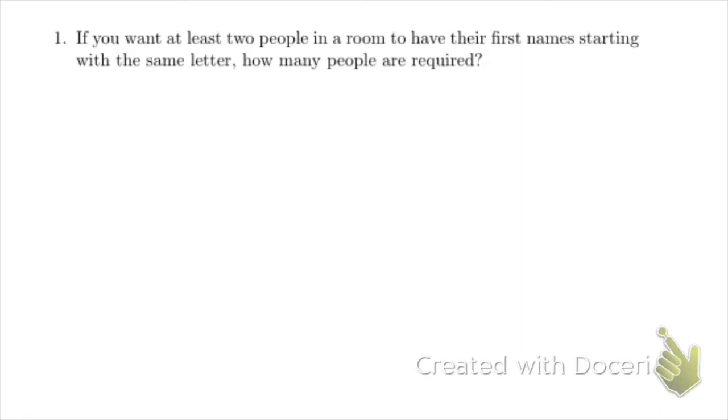But since there's only 26 English letters, if we have 27 people in the room, then by the pigeonhole principle, we have 27 people, and the people are the pigeons, with only 26 letters, and the letters of the first names are the pigeonholes, so there must be at least two pigeons in one pigeonhole. There must be at least two people whose names start with the same letter.